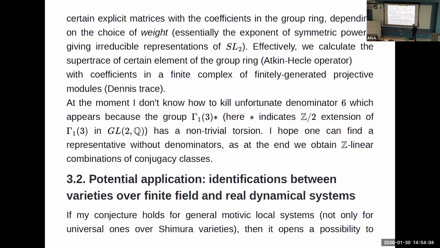What is potential application of all this thing? Kind of. It was quite driven.